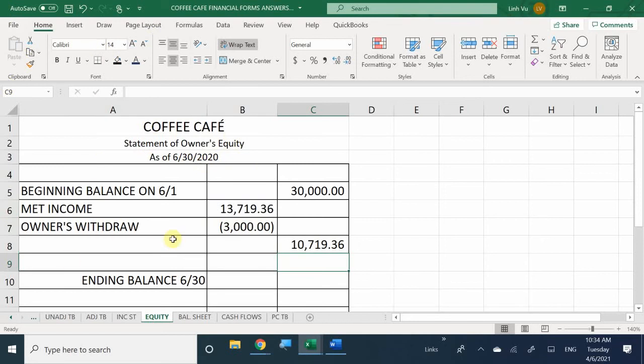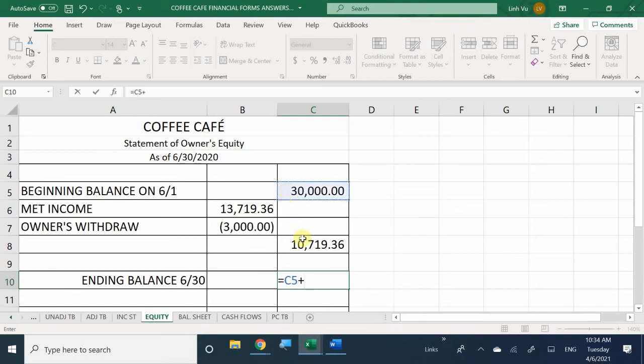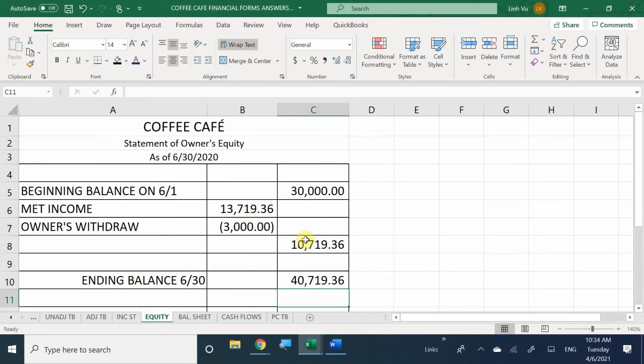Therefore, my ending balance in my equity as of June 30th is going to be this number plus this number to get me a grand total of $40,719.36. So that is my value right now as my company stands as of June 30th. Any questions about completing the statement of equity?